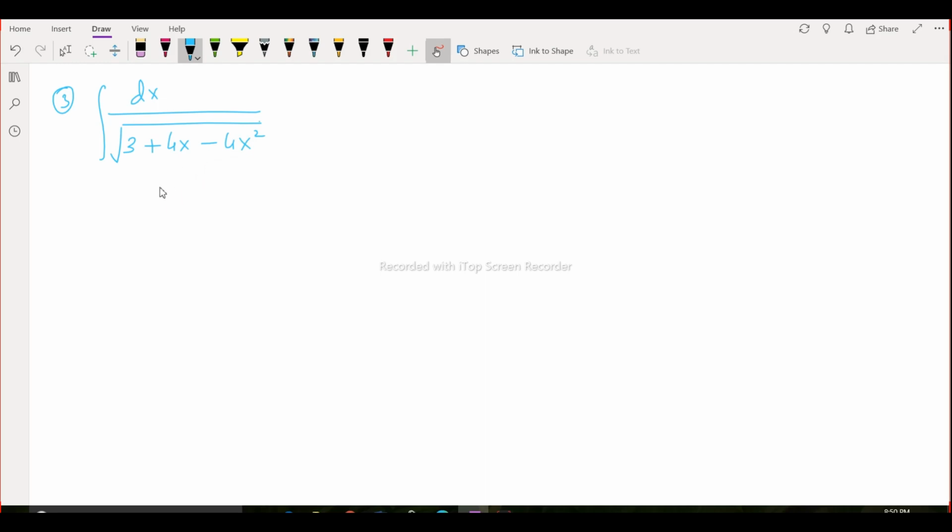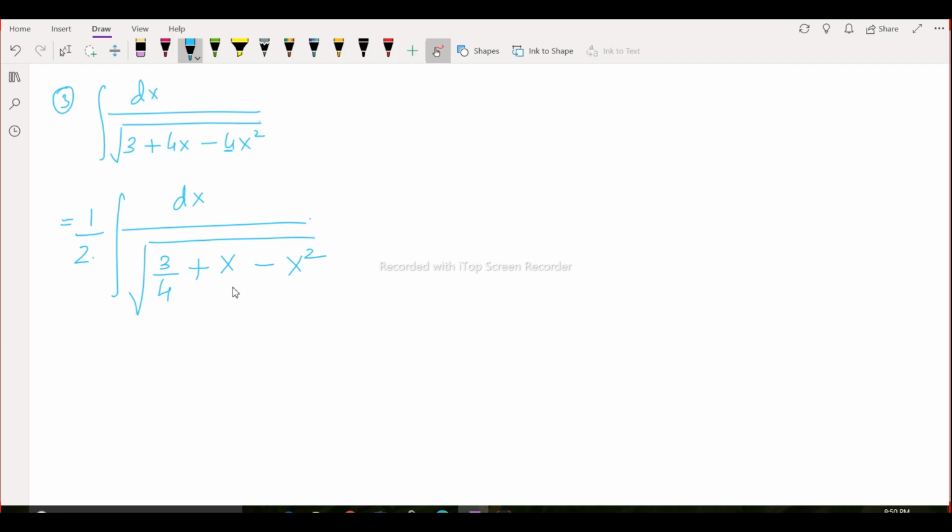Now see, coefficient of x is minus 4. Coefficient of x square is minus 4. So we can't have a minus 4 here, and obviously we can't take negative outside because this is square root. But I can take 4 out, right? If I take 4 out, I'll get 1 by 2 integration dx upon square root of 3 by 4, and this 4 is out, so this is x minus x square. I hope you got this step.